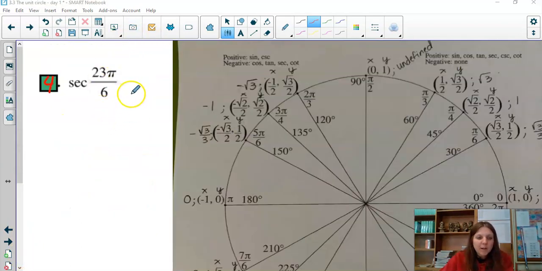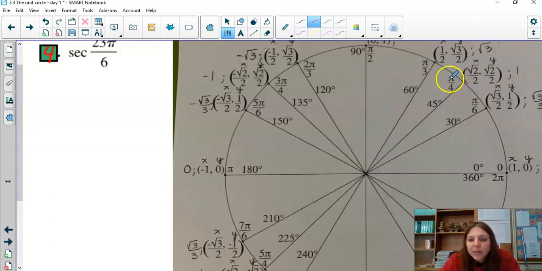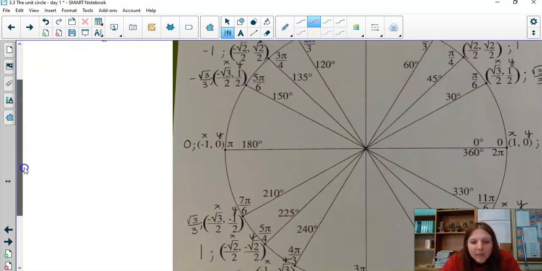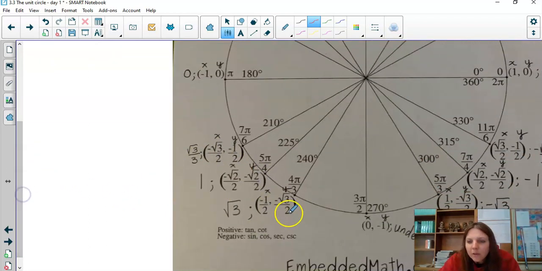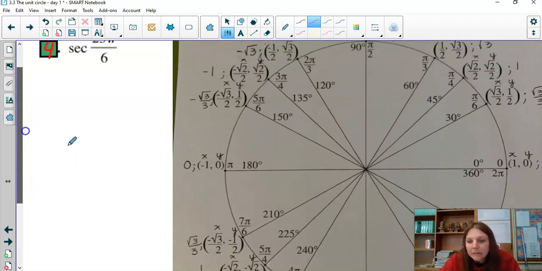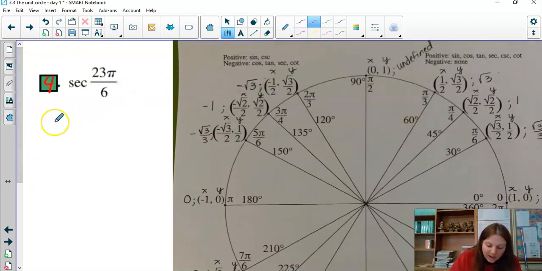Okay, 23 pi over 6, and we're looking for the secant. So let's first start looking for 23 pi over 6. Pi over 6, pi over 4, 5 pi over 6. I don't see it. Looks like the biggest we go is 11 pi over 6. And this technically would be 12 pi over 6, which is 2 pi. So it's not on there. Okay, so what that tells us is, again, we're going to have to find an angle that's coterminal.